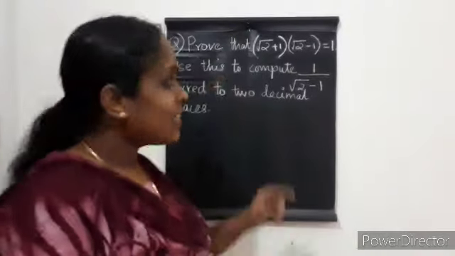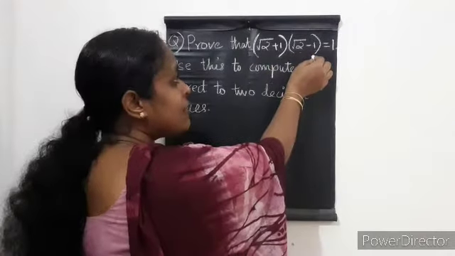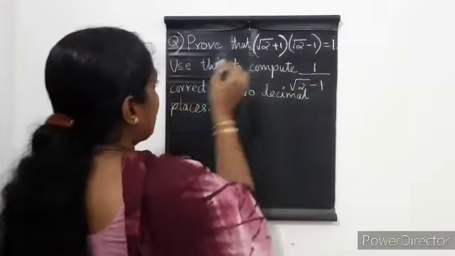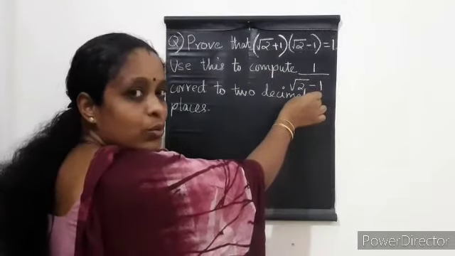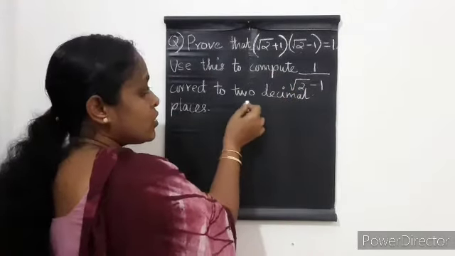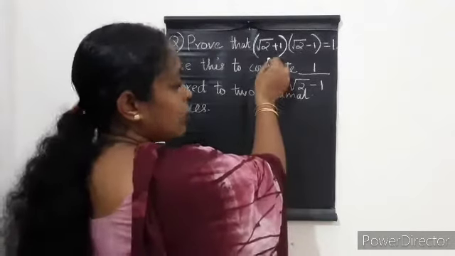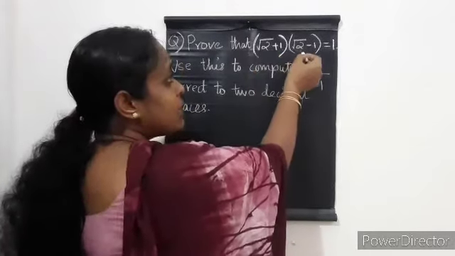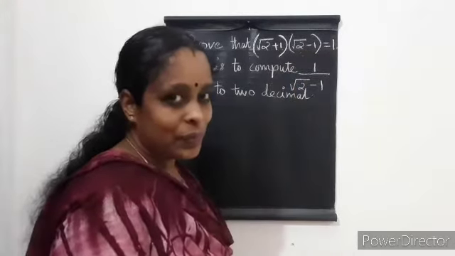Next question is, prove that root 2 plus 1 into root 2 minus 1 is equal to 1. Use this to compute 1 by root 2 minus 1 correct to 2 decimal places. First, we want to prove root 2 plus 1 into root 2 minus 1 is equal to 1.